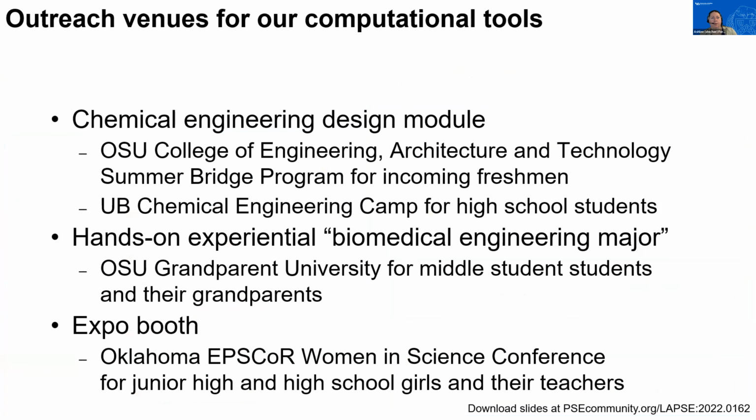And so first I want to talk about the outreach venues and the computational tools and the stories around those. As an assistant professor, the Oklahoma State University College of Engineering, Architecture, and Technology has a summer bridge program. And when I began my position, there was a mechanical engineering design module and a civil engineering design module. And there weren't yet any exposure to chemical engineering in that experience. And this is for incoming first-year college students that have declared majors in the College of Engineering, Architecture, and Technology, but they weren't necessarily chemical engineering students.